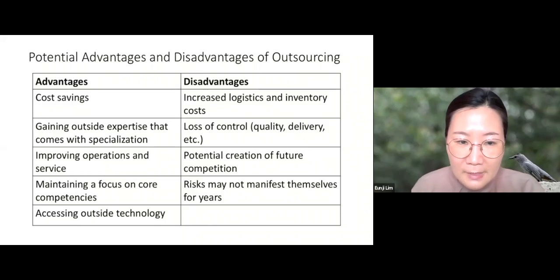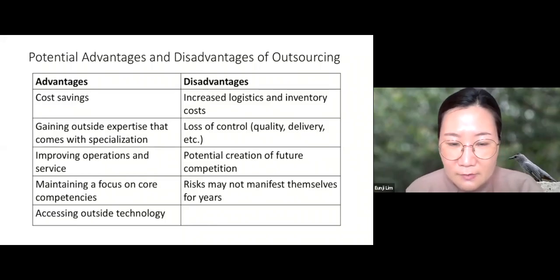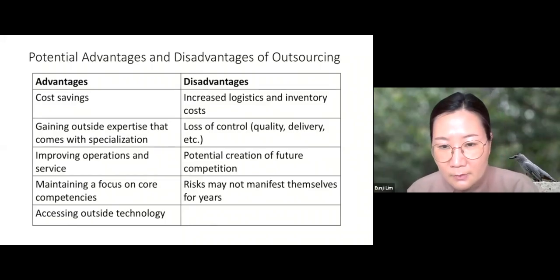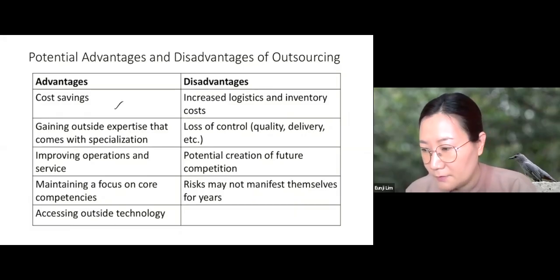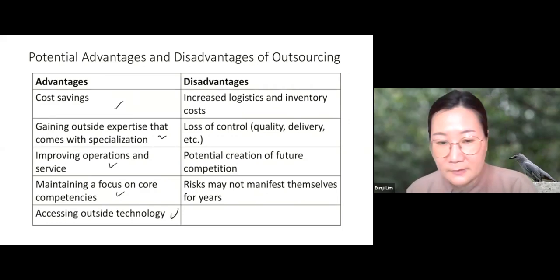So in this table, I summarize the advantages and disadvantages of outsourcing. What are the advantages of outsourcing? Cost savings, gaining outside expertise that comes with specialization, improving operations and service, maintaining a focus on core competencies, and accessing outside technology.